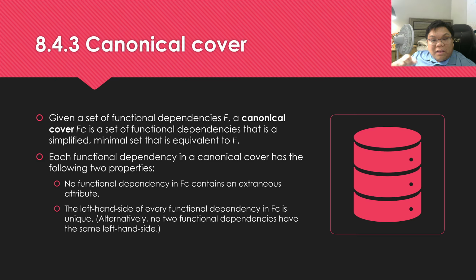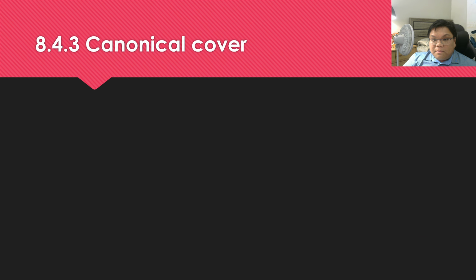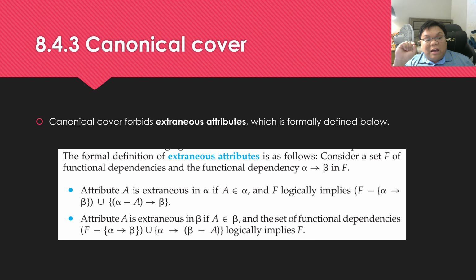And for a canonical cover FC, which was derived from a set of functional dependencies F, FC is a simplified minimal set that is equivalent to F, and each functional dependency in the canonical cover has the two following properties. 1. No functional dependency in FC contains an extraneous attribute. That's number 1. Number 2. The left-hand side of every functional dependency in FC is unique. So we also have to talk about the notion of an extraneous attribute, which is defined below.